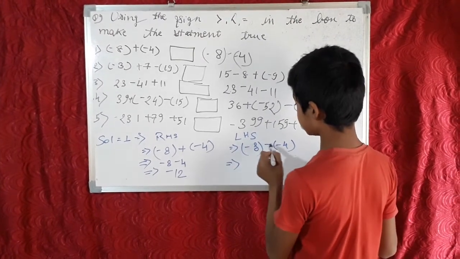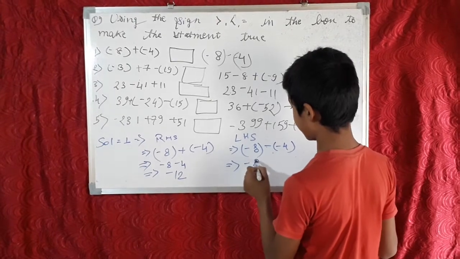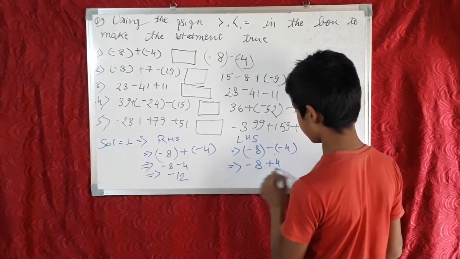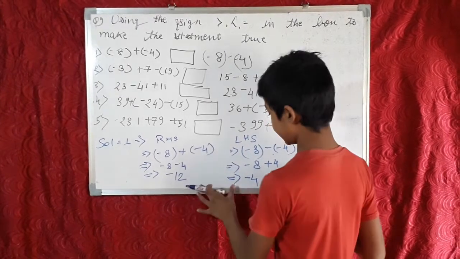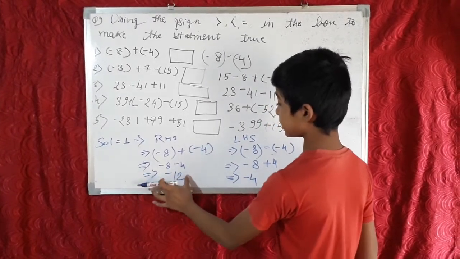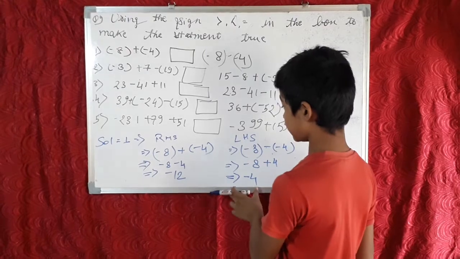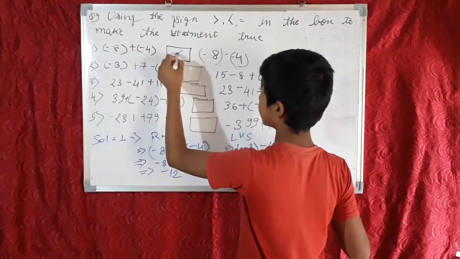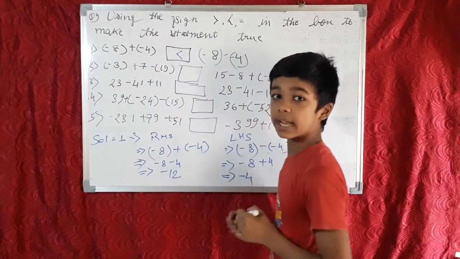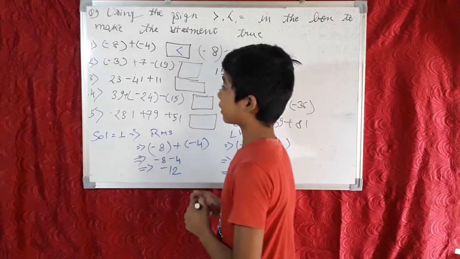Now minus becomes plus. So minus 8 minus becomes plus 4. It is minus 4. I have told you that among negative integers, this one is smaller and this one is greater. So what do we put here? We will put the greater sign here, since this is the greater number. Now we are going to solve the second question.